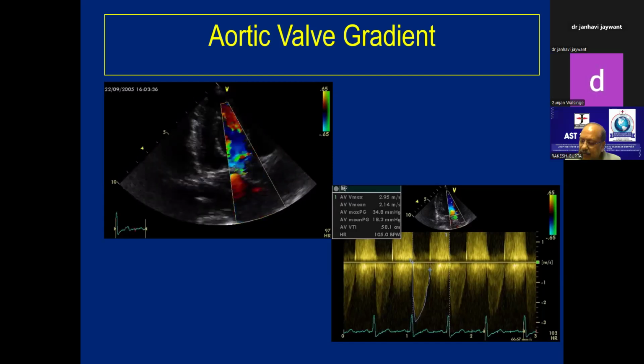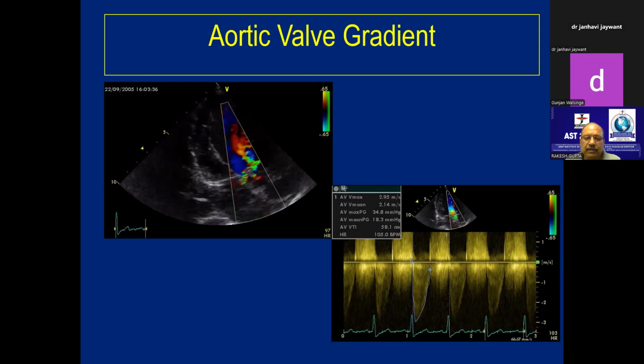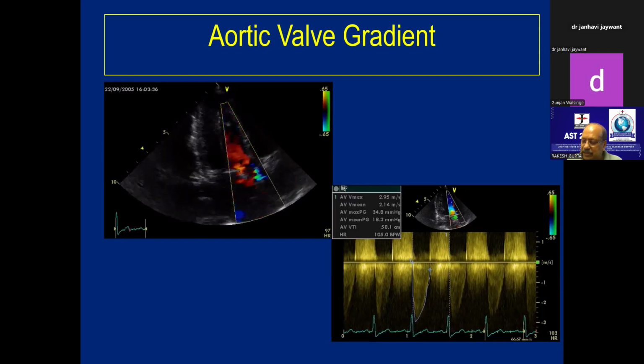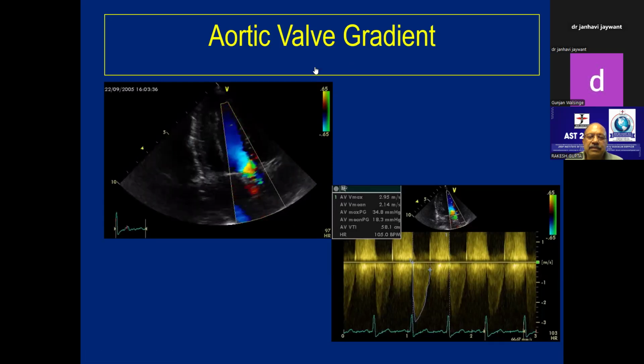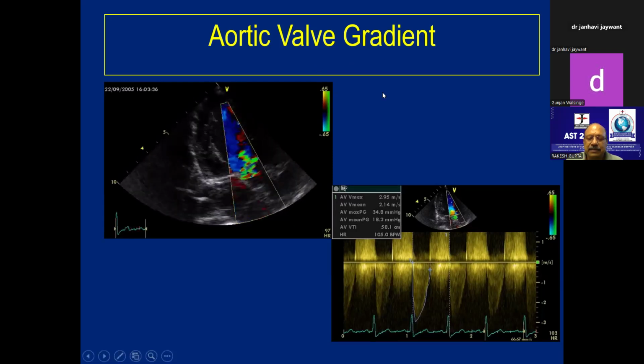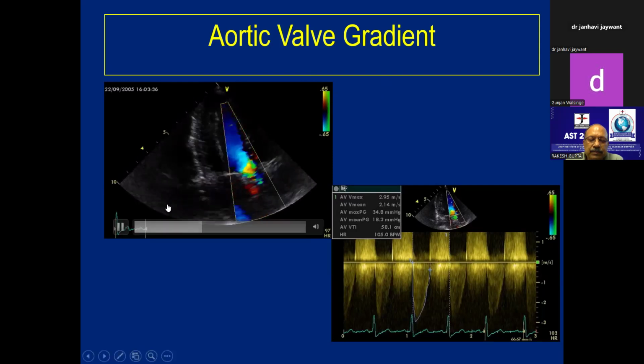Okay. Thank you, sir. Sir, is it CW or PW? CW. LVOT is PW, and aortic is CW. Correct. Dr. Gunjan, sir, please repeat once. I'm a little bit confused about the pulse wave Doppler and continuous wave Doppler at LVOT and the aortic valve.